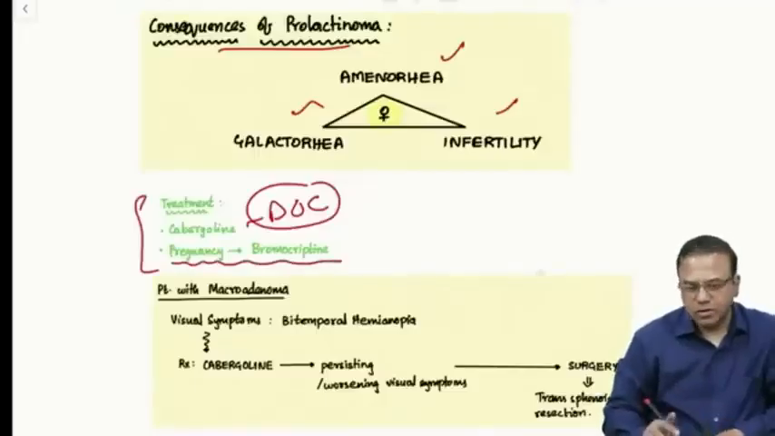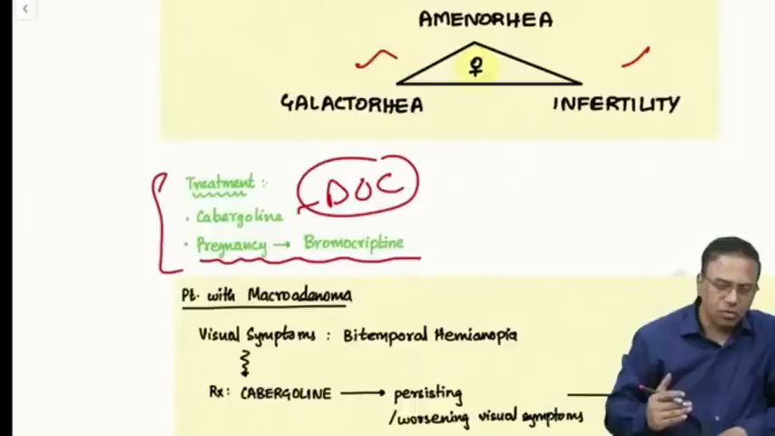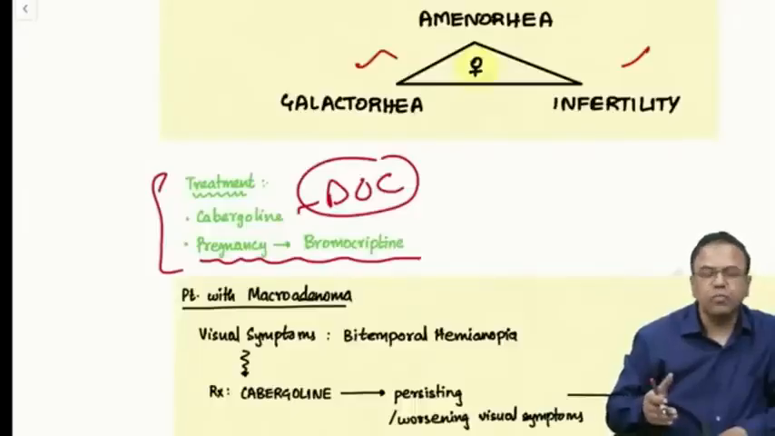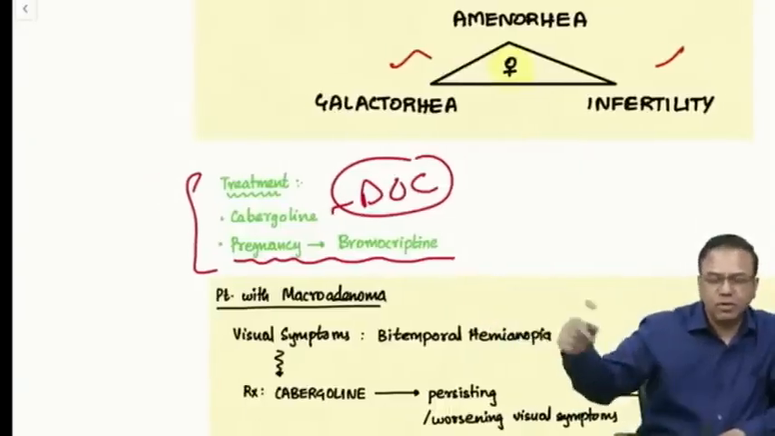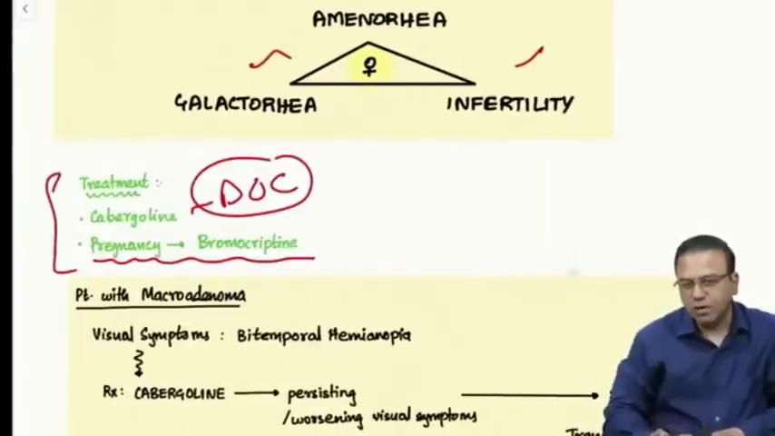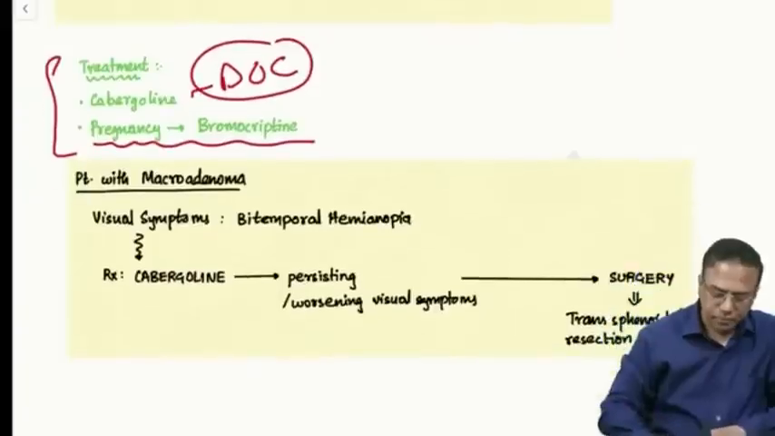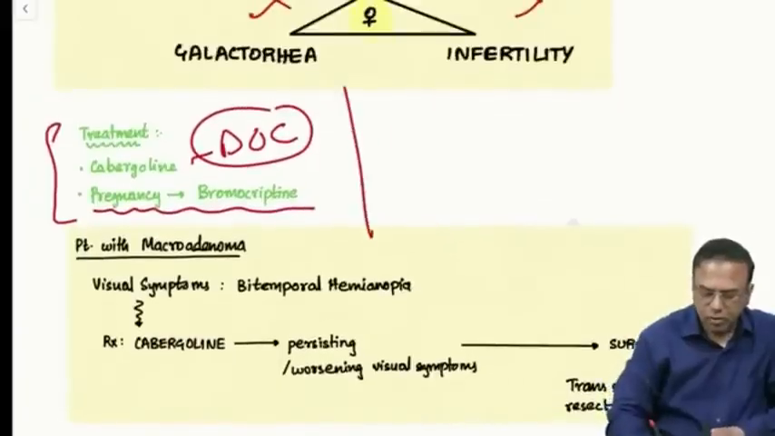Even Harrison says that in most pregnancies, you don't have to use any drug. But if you are worried about possible pregnancy, then to prevent teratogenicity, put the patient on bromocriptine. Also in pregnancy, in a microadenoma we don't give a drug. In a macroadenoma, we give bromocriptine in the treatment.